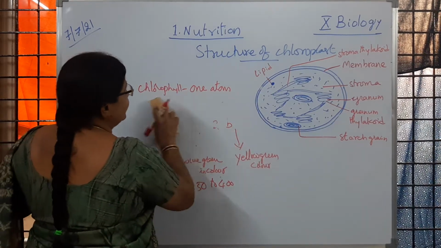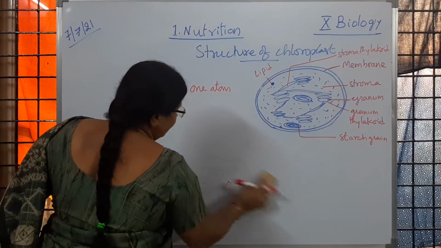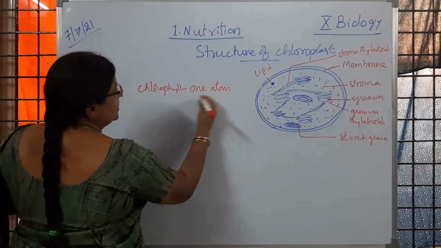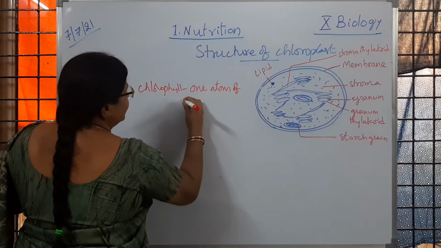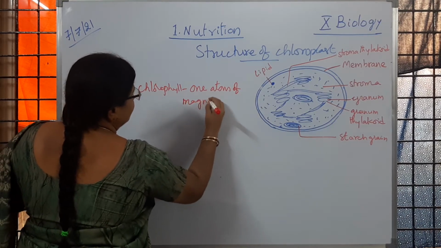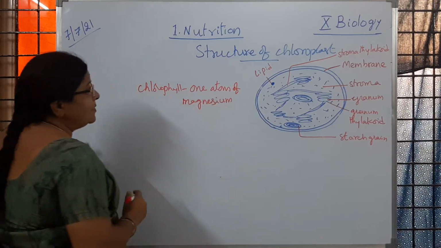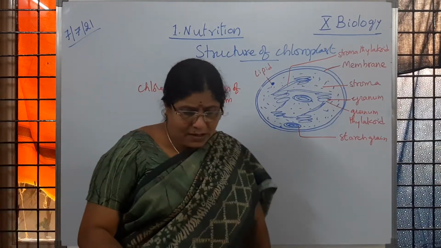Now, just now I said chlorophyll is a pigment and it has one atom of magnesium. One atom of magnesium it has.